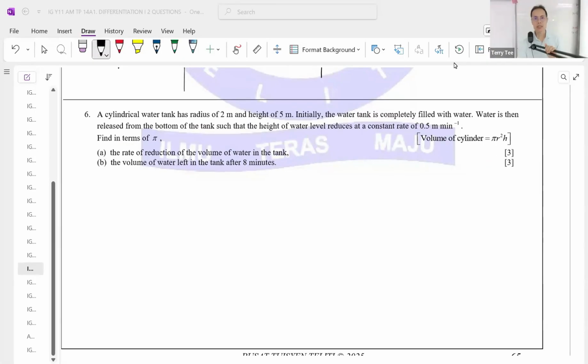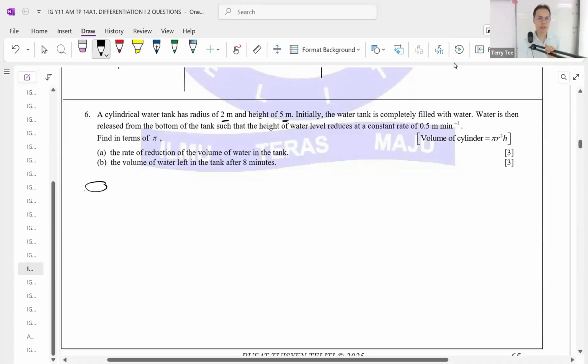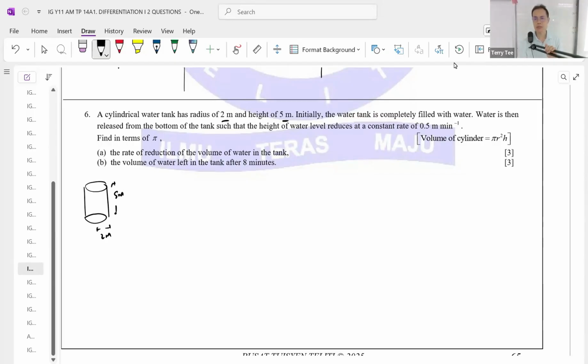So a cylindrical water tank has a radius of 2 meters, height of 5 meters. So guys, can I draw like this? This is your water tank. The radius is 2 meters. The height is 5 meters. Initially, the water tank is completely filled. Water is then released from the bottom of the tank such that the height of the water level reduces. Height of the water level reduced means what? Your dH/dt is -0.5.